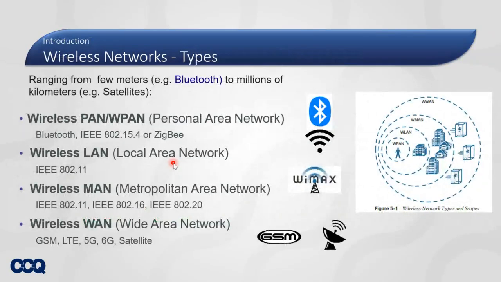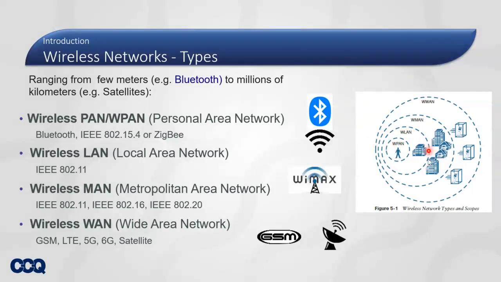Now, let us continue. Here we mention the network types. What network types do we have? We have the PAN, the LAN, the MAN, and the WAN. The PAN is the wireless personal area network, like Bluetooth or Zigbee. On the personal level, it is used for a few meters, the Bluetooth technology.